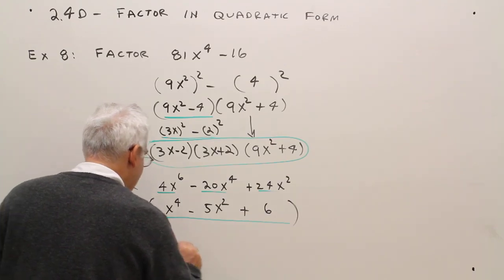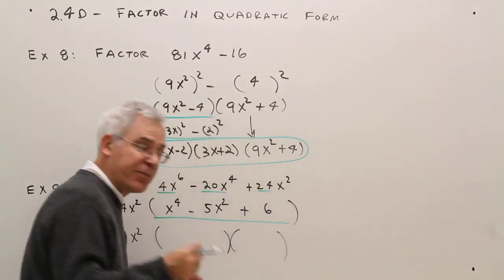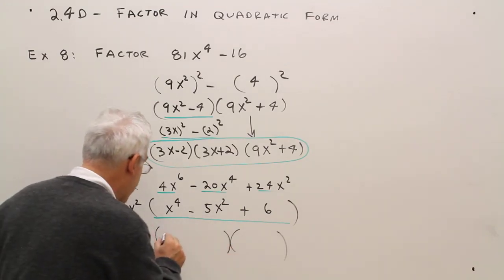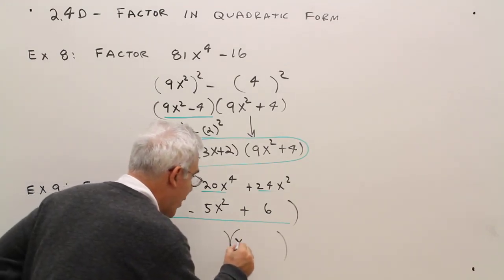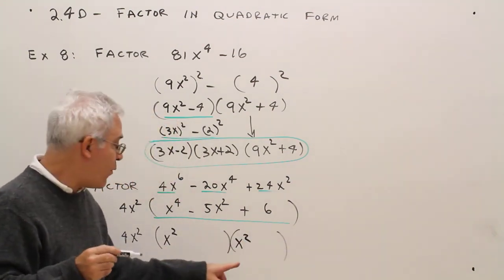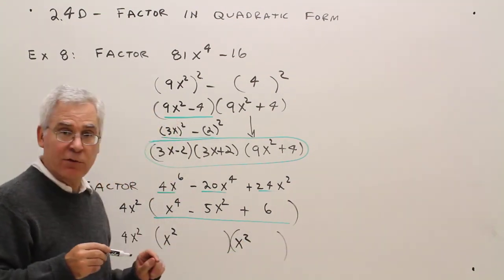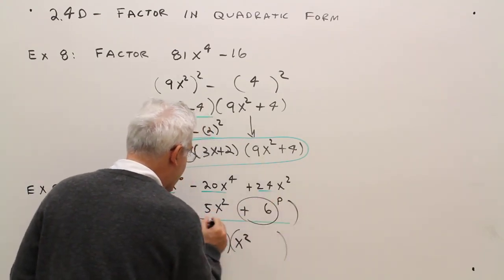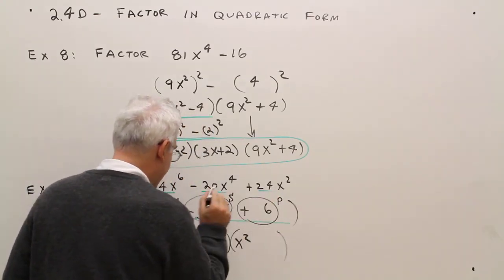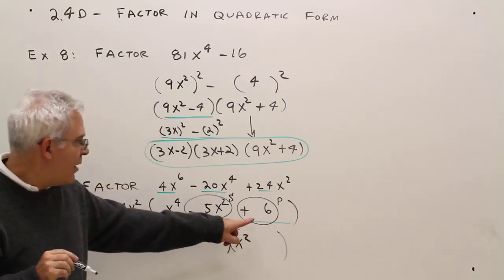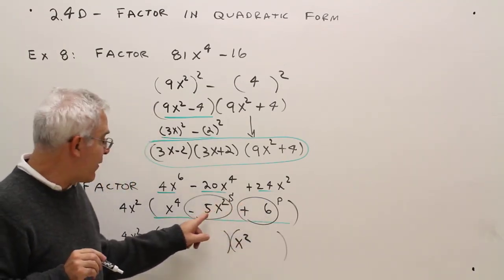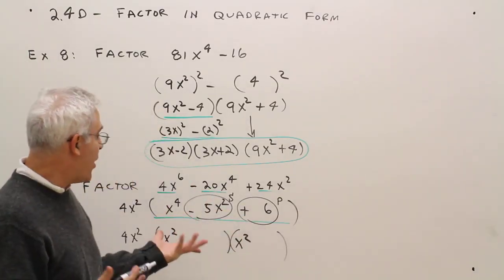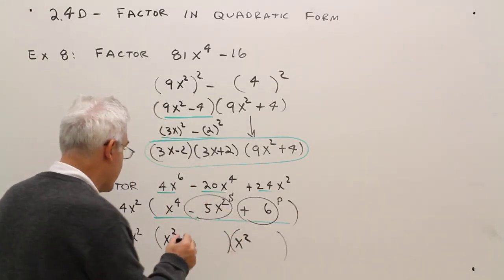4x squared. Let me now set up my template. As far as my first terms, it would not be x and x, but rather x squared and x squared. From the FOIL, x squared times x squared is x to the fourth. Again, I'm looking for two numbers that have that product and that sum. All right, so the product is positive, the sum is negative, so I'm thinking of a negative and a negative. Oh, minus 3 and minus 2.